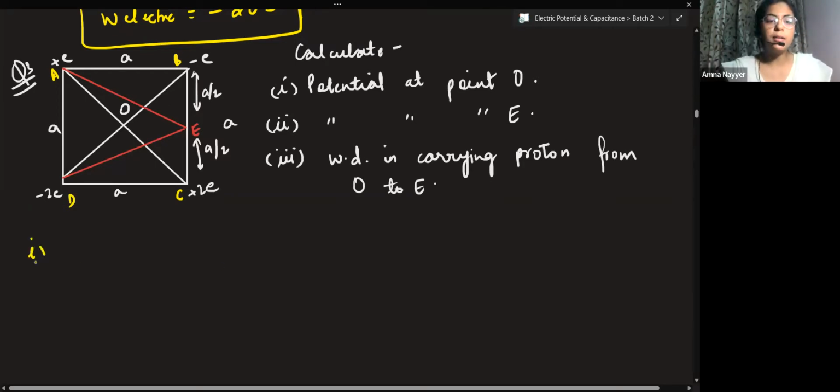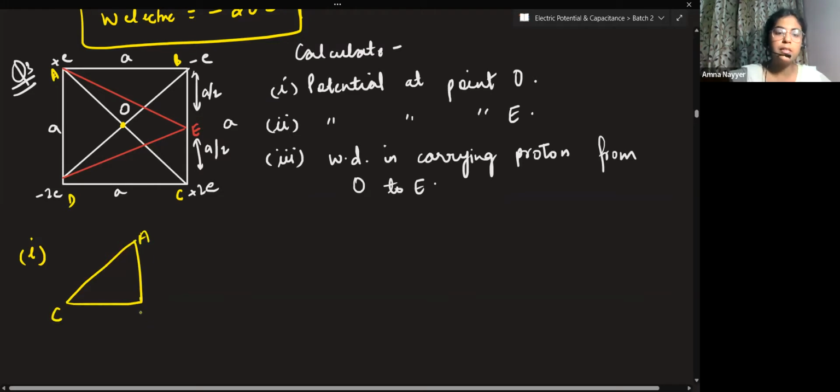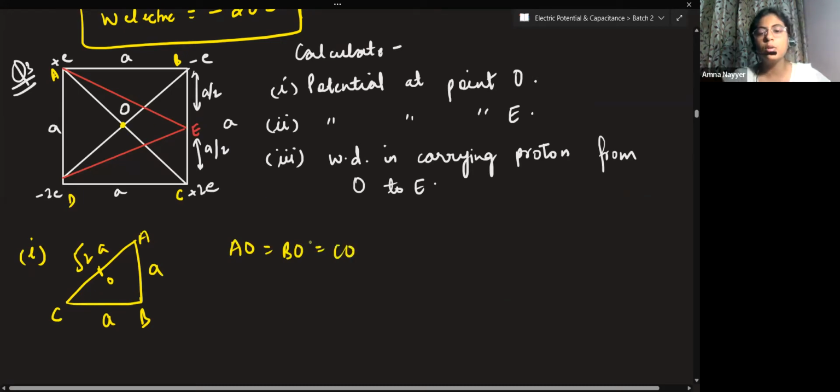So regarding the first part, potential at point O. Whenever you are calculating potential from a point, take out the separation between these two points. We don't know what is AO. If you look at this triangle carefully, this is point A, this point is C, this point is B. AB is given as a. BC is also given as a. So this side will be root 2 a using Pythagoras theorem. But we require half of it, that is AO. So AO, which is equal to BO, CO and DO, all these are half of root 2 a, which we can write as a by root 2.